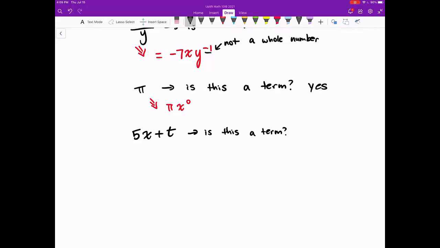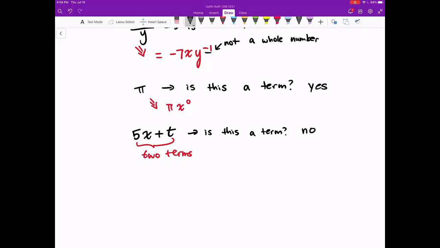So yeah, this is kind of important. I don't think we technically mentioned it in the definition, but a term is only a term if all the parts of it are multiplied together without addition and subtraction. So if we look at this thing, there's technically two terms. We have the term 5x, and we also have the term t. So this is kind of getting into the polynomials part of it.